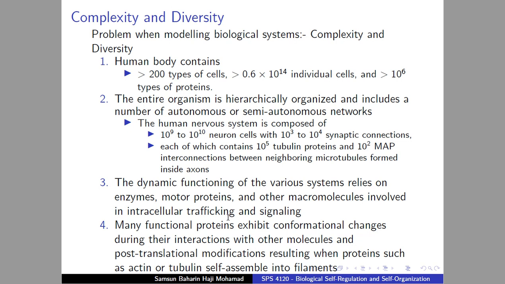Many functional proteins exhibit conformational changes during their interaction with other molecules, and post-translational modification results when proteins such as actin or tubulin self-assemble into filaments. Here we want to say that we have a lot of A to B, B to C, C to D, D to E, and even though it is A to B, for different cells we have different rate constants for this interchange. So we need to consider this in our modeling.